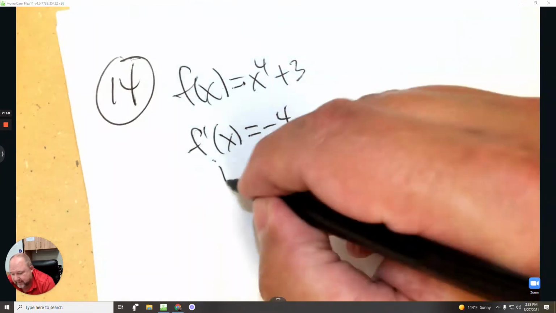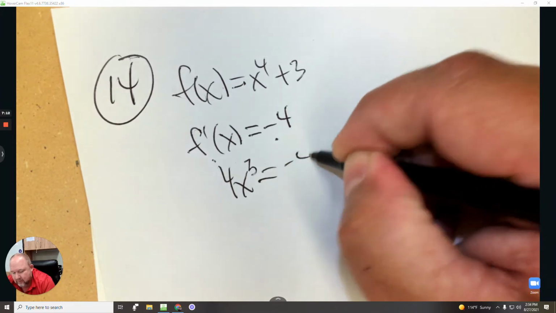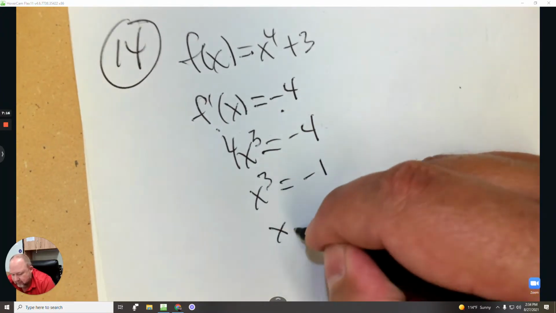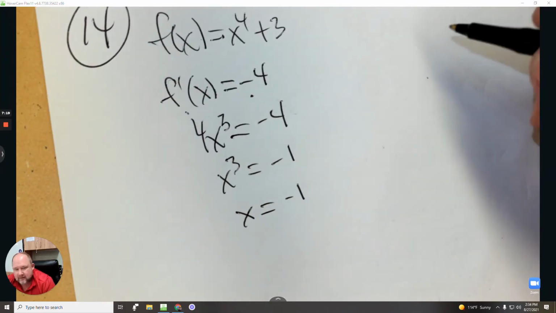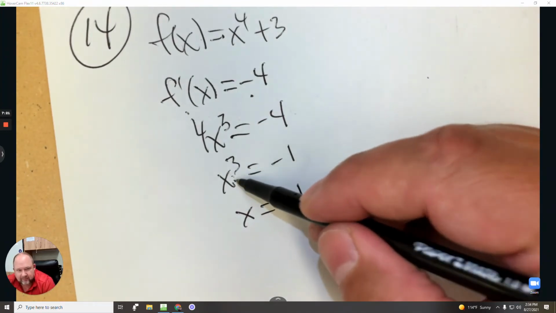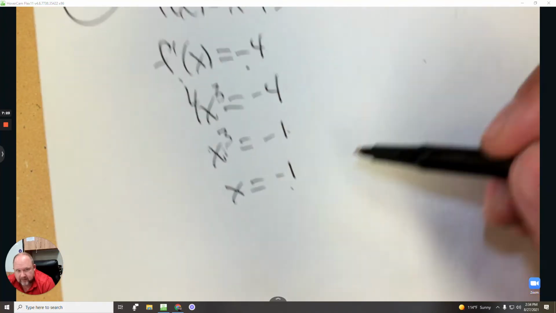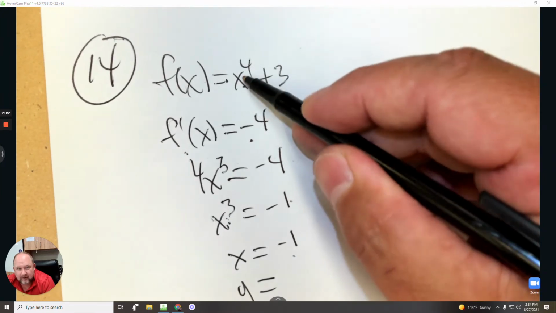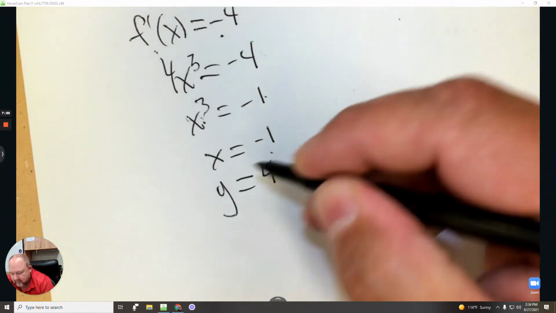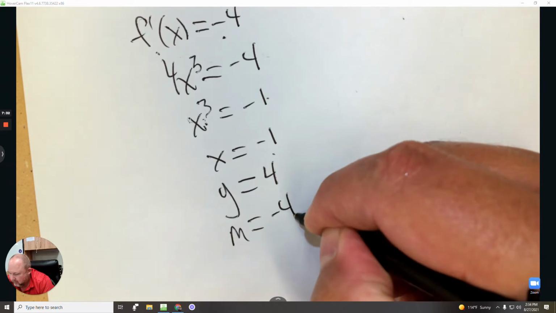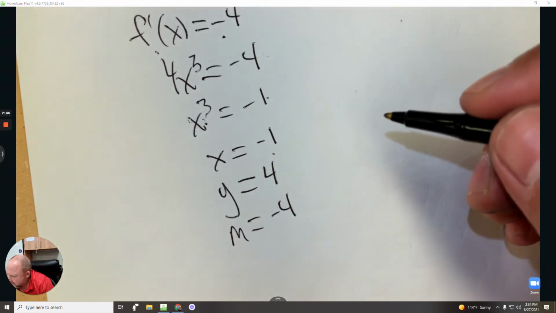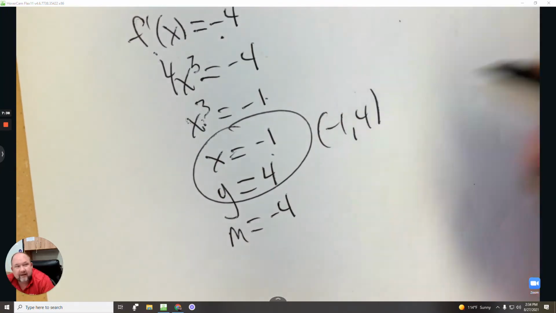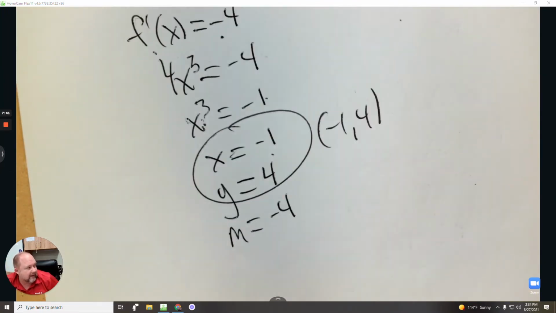The derivative of that is 4x cubed, make it equal to negative 4. Divide by 4. Now the cube root here will be negative 1. So what number 3 times itself is negative 1? That's negative 1. So now I can know what y equals. Plug negative 1 in here, and you get 4. And then the slope is negative 4. What do we need to find? Oh, find a point on the graph. Well, that's the point right there. Negative 1, 4. 15.